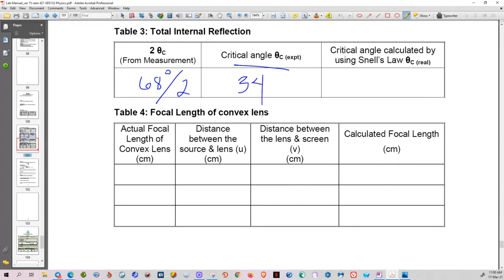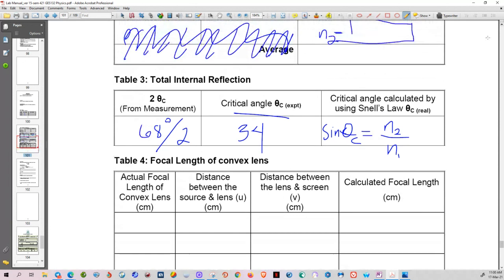34. Okay, simple. Next, substitute the critical angle by Snell's law. The rule: sine of the critical angle equals n2 over n1. What is n2 again? In total internal reflection, n2 is air. It's equal to 1. What is n1? Glass. It's equal to, oh wait, we don't know what it's equal to.